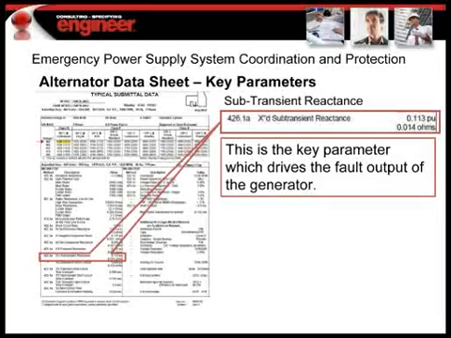The final major value is the subtransient reactance, and it's X"d, or X double prime d, is what it's identified as. This is an important parameter. It basically is tied to the first 5 cycles or so of the generator performance, which is your fault output of the generator. And it's put in a per unit value, so it's not a straight number. It's based upon what the generator kW is and all that.